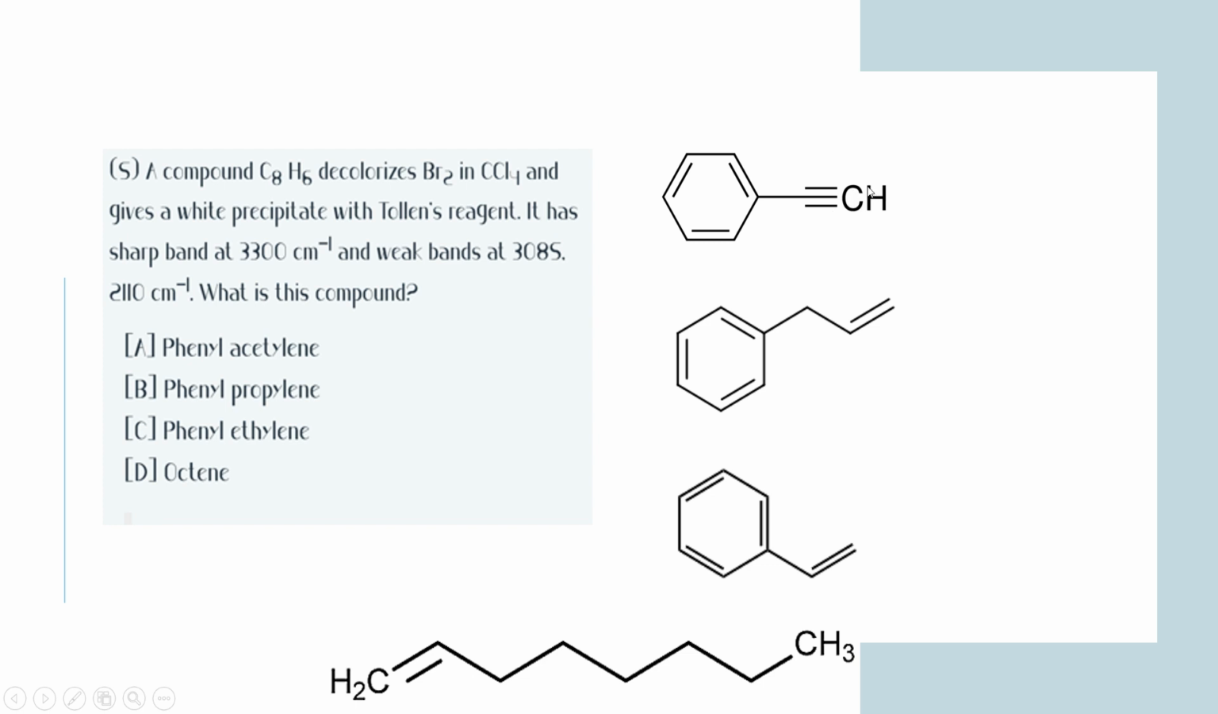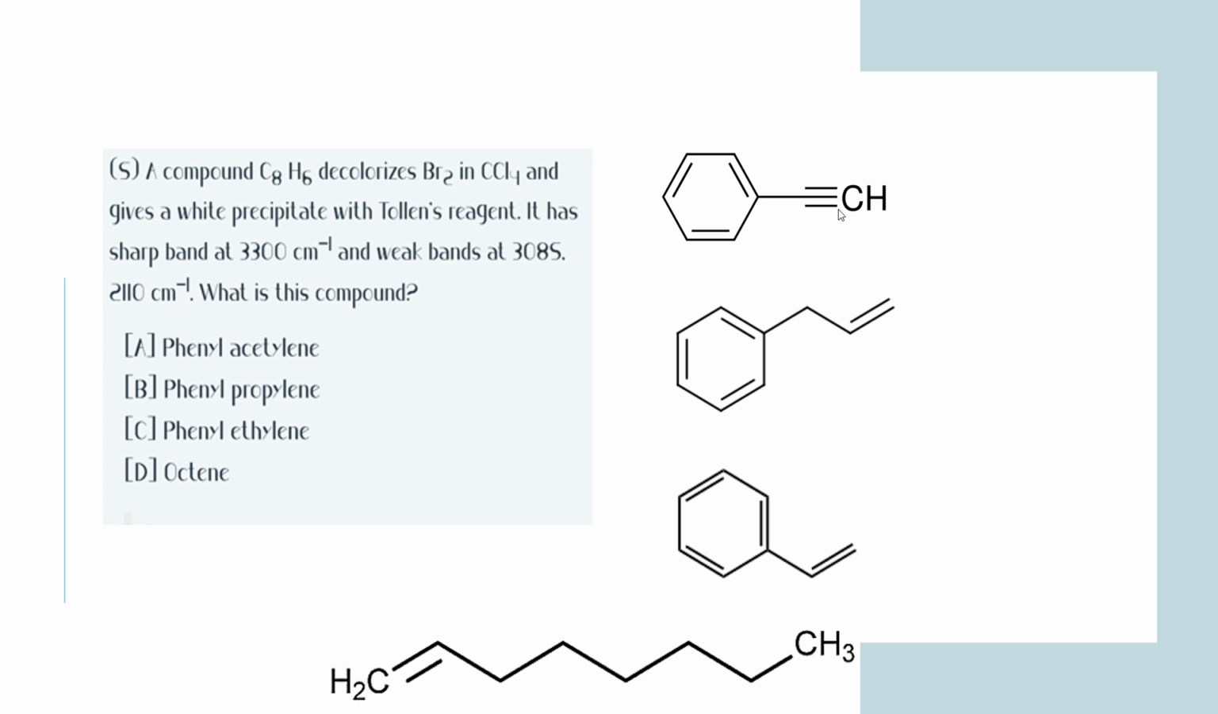So as this hydrogen atom is attached to a more electronegative carbon, the length of this CH bond decreases. And this short length CH bond is a very strong CH bond, which leads to a very sharp band at a higher stretching frequency value, which is 3300 centimeter inverse.